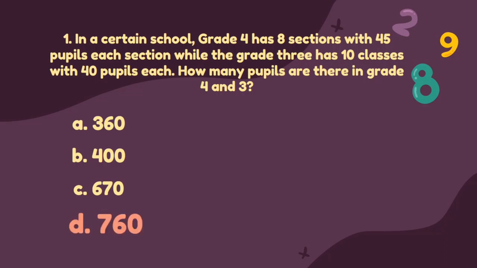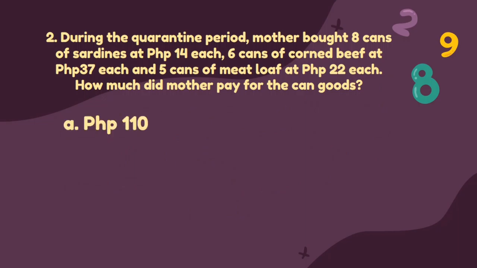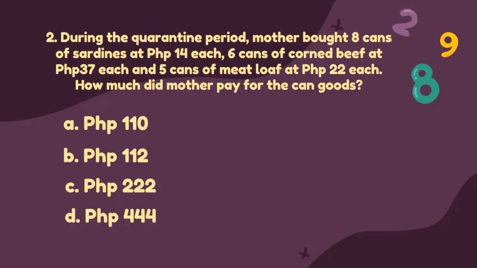The correct answer is letter D, 760. During the quarantine period, mother bought 8 cans of sardines at 14 pesos each, 6 cans of corned beef at 37 pesos each, and 5 cans of meatloaf at 22 pesos each. How much did mother pay for the canned goods? A. 110 pesos. B. 112 pesos. C. 222 pesos. And letter D, 444 pesos.